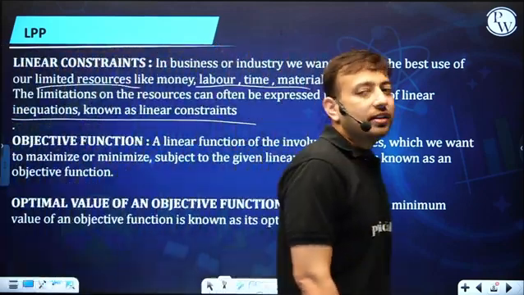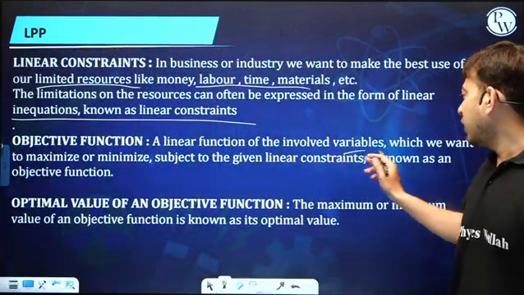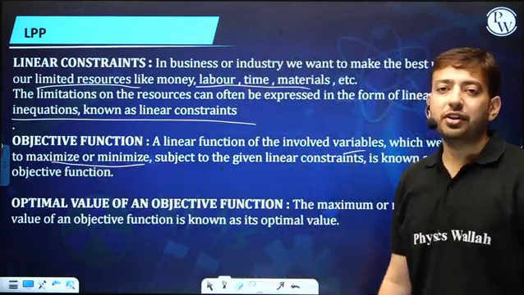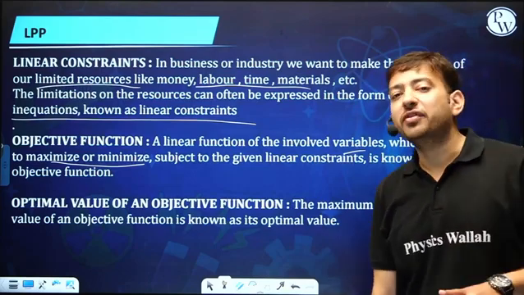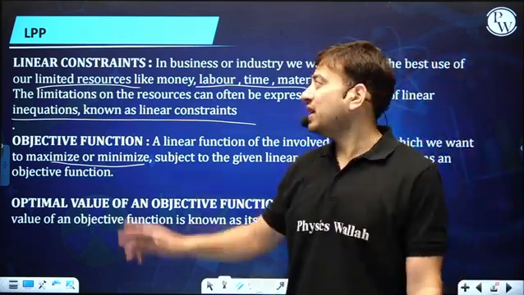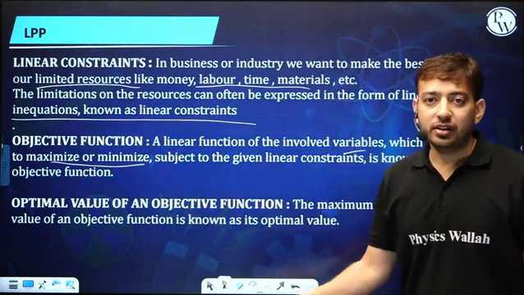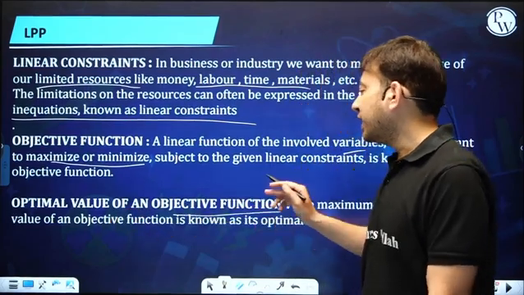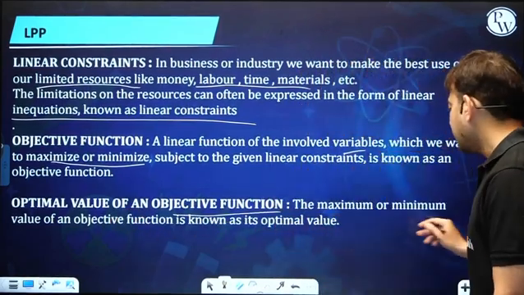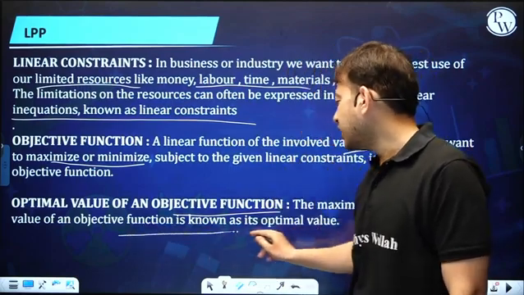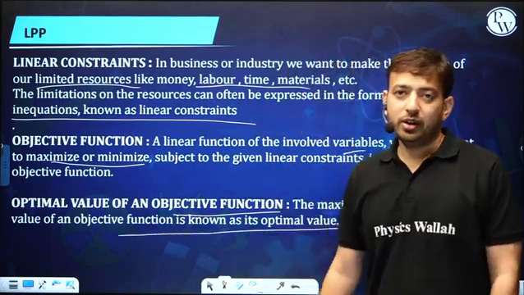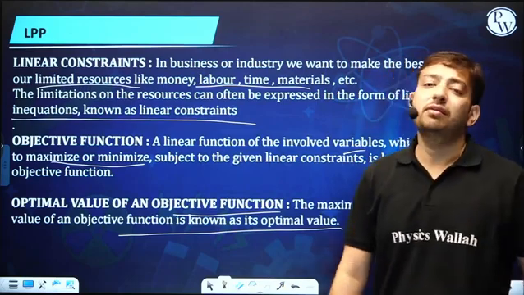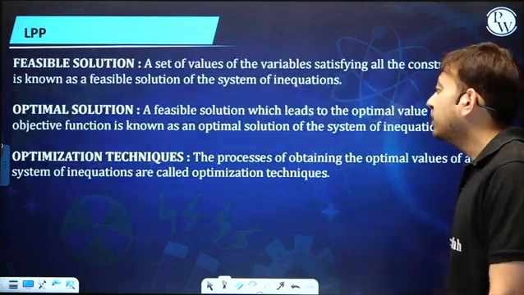Now, objective function. The linear function of the involved variables which we want to maximize or minimize is termed as the objective function. So there are two main things: the objective function which we need to minimize or maximize, and the linear constraints about which we need to find the minimum or maximum. Then the optimal value of an objective function: the maximum or minimum value of an objective function is known as its optimal value.